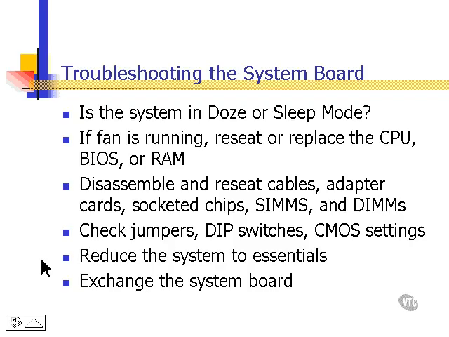Worst case scenario, we might need to exchange the system board. Since the system board is the single point of failure in any computer, that could be our problem. That's what everything is connected to. If we have a bad system board, you really can't fix it. You really just have to replace it.